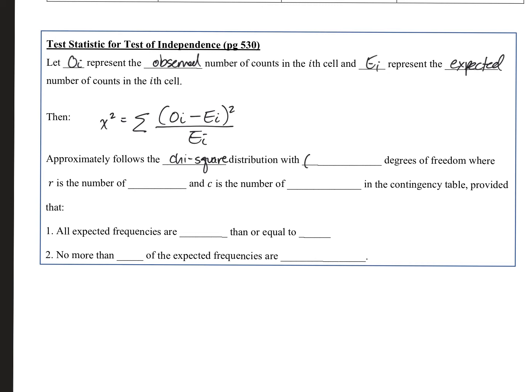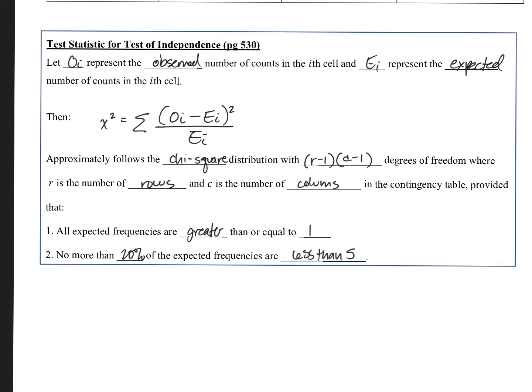And now this is where it changes up a bit: we have (R minus 1) times (C minus 1) degrees of freedom. So the degrees of freedom has changed because we're comparing 2 different categories now. R is the number of rows that we have, and C is the number of columns that we have. And this is all provided that, 1, all the expected frequencies are greater than or equal to 1, and no more than 20% of the expected frequencies are less than 5, which we have seen before.